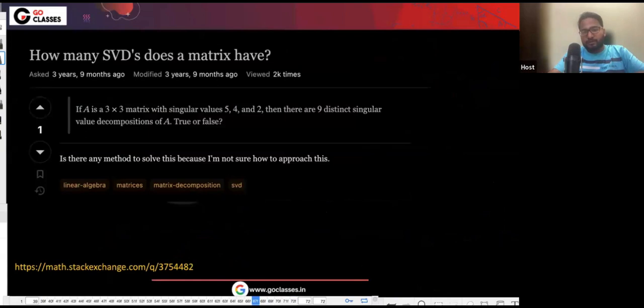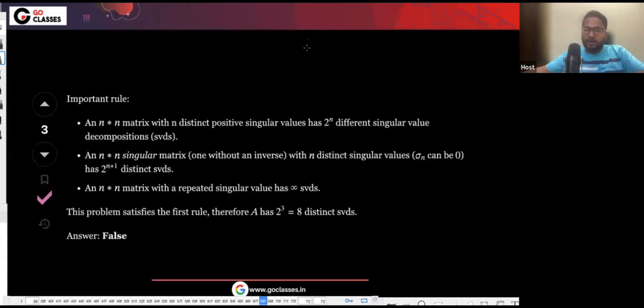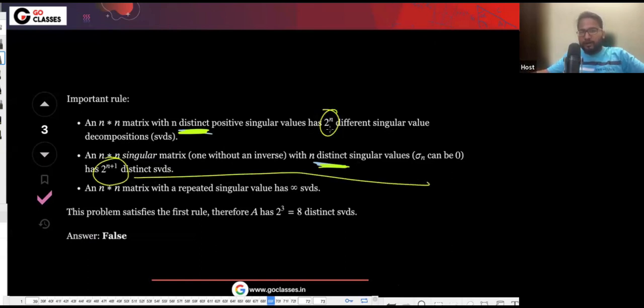I have taken this question from Stack Exchange, and you can see the answer: if the singular values are distinct, then you have finite SVDs, either 2 power n plus 1 or 2 power n. These are finite. If this is repeated, then there are infinite SVDs. Understood?